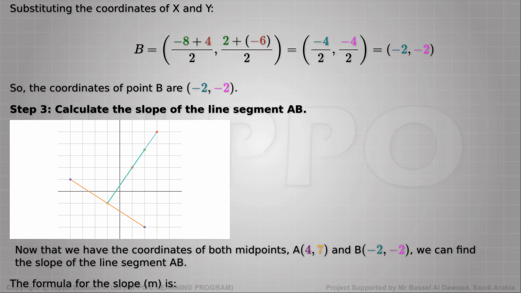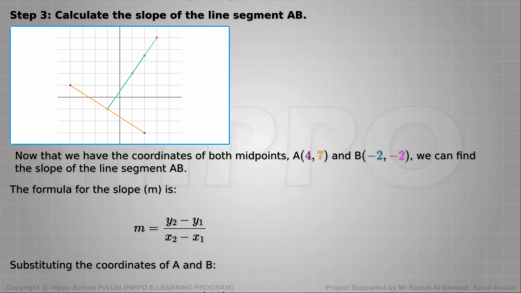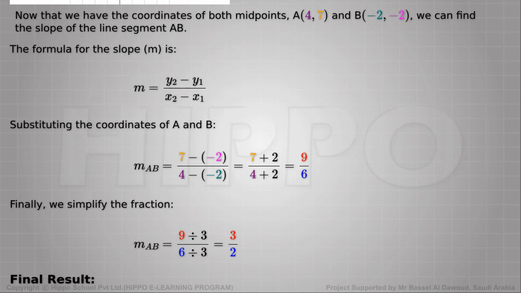All right, this is it, the final step. Take a look at the graph. We have our two midpoints, A at 4, 7, and B at minus 2, minus 2. A thick teal line has been drawn connecting them. This is the line segment AB. The question asks for the slope of this specific line. To find the slope, we use the classic slope formula, m equals rise over run, or y2 minus y1, all over x2 minus x1.